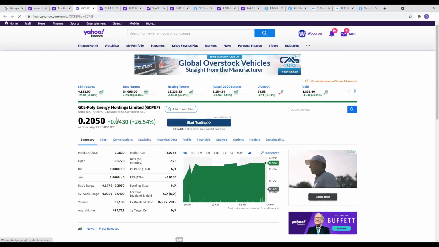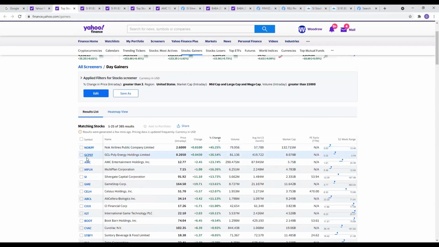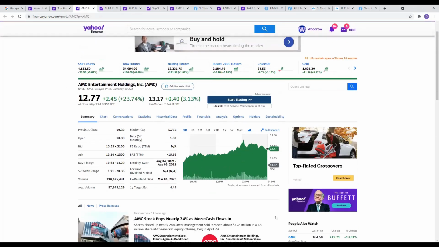The stock is trading high. Well, the price is kind of low here. I wouldn't trade the stock. Why? Because of the price here. This is a penny stock. The price of this stock is less than $1. This is 20 cents. I don't trade penny stocks, so I wouldn't consider this at all. So let's look at AMC. AMC is trading at roughly $12.77.